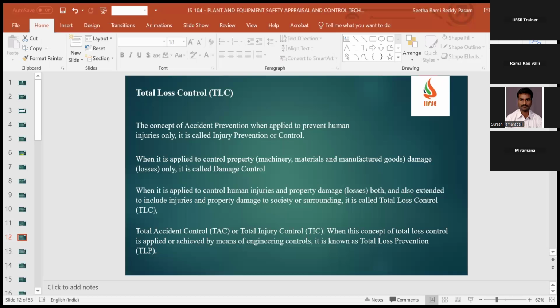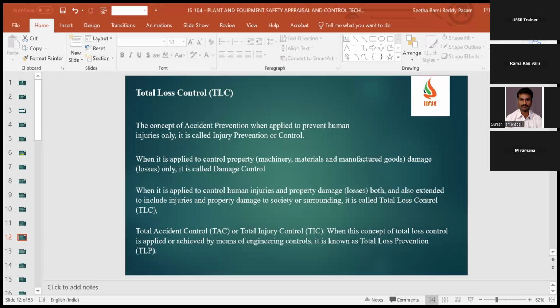When we say damage control, it focuses only on properties. When we say total loss control, it focuses on both combined. Here they take care of injury, I mean human losses, as well as property and machinery losses. So when it is applied to control human injuries and property damage losses, and is also extended to include injuries and property damage to society or surroundings, it is called total loss control, TLC.